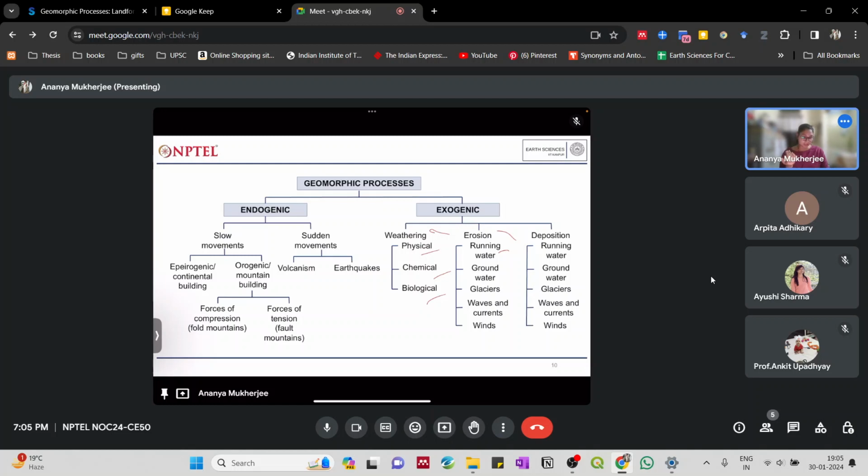It can happen with running water, it can happen with groundwater, glaciers, waves, and winds. So these are actually the natural agents that are mainly considered when we are talking about geomorphic processes. So you have running water, groundwater, glaciers, waves, currents, and winds. Now these are helping in the transfer of the material. At a certain time, these agents themselves will deposit these weathered materials. When they deposit, that is when a landform is formed.